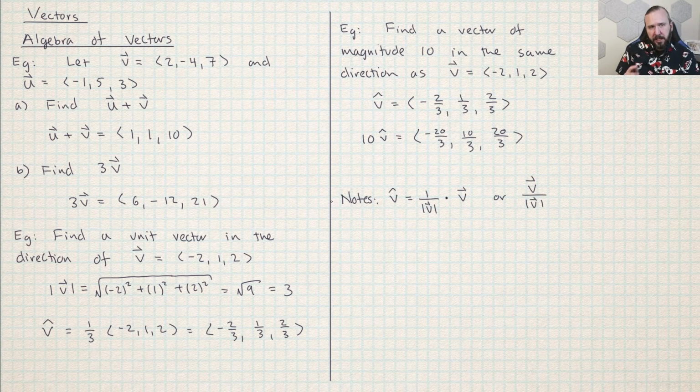I should put down the abstract symbols for unit vectors. The way that you produce a unit vector is you take your original vector and you rescale it by 1 over the magnitude.